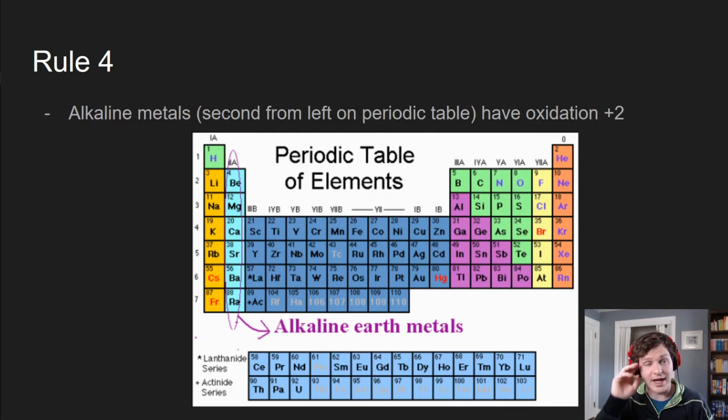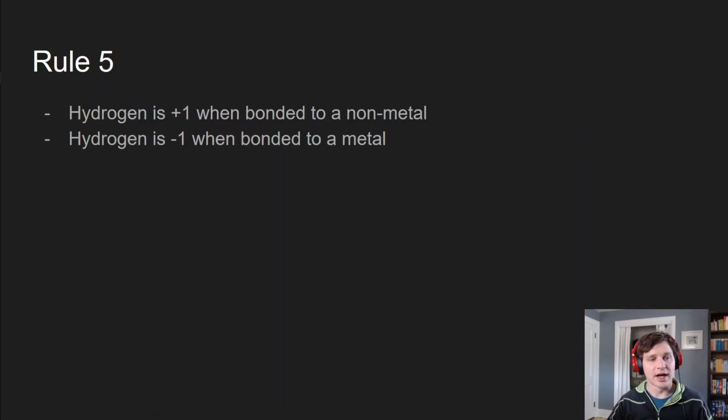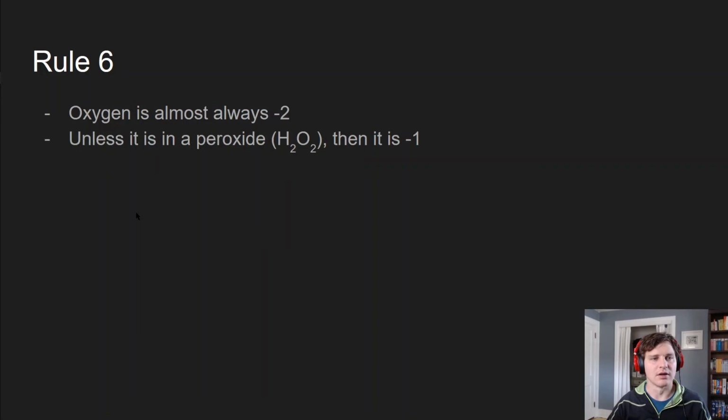Similar to alkali metals, alkaline earth metals, second from left on the periodic table, have an oxidation number of +2, and it's a similar idea. It's the electron orbital filling idea. So that's beryllium, magnesium, calcium, etc. Hydrogen is +1 when bonded to a nonmetal, and hydrogen is -1 when bonded to a metal. Oxygen is almost always -2. For most of our purposes, it always will be -2, unless it's in a peroxide, which is H2O2. Then it's -1.